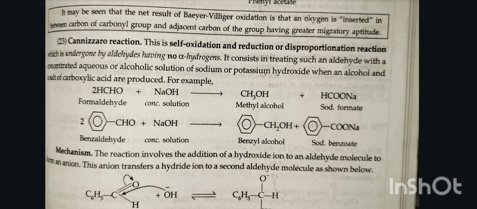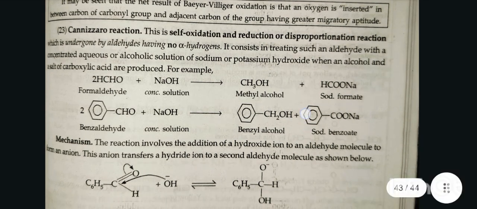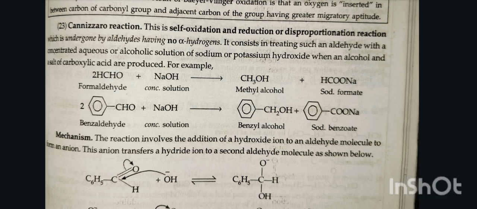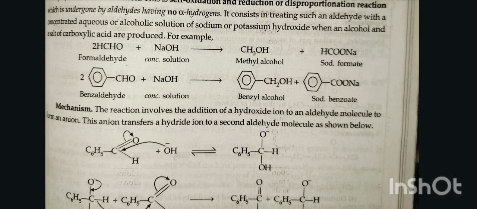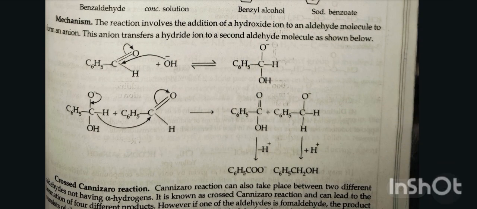23. Cannizzaro reaction. This is a self-oxidation and reduction, or disproportionation, reaction which is undergone by aldehydes having no alpha hydrogen. It consists in treating such an aldehyde with a concentrated aqueous or alcoholic solution of sodium or potassium hydroxide, whereby an alcohol and a salt of a carboxylic acid are produced. For example, formaldehyde plus concentrated NaOH gives methyl alcohol plus sodium formate. 2 moles of benzaldehyde plus concentrated NaOH gives benzyl alcohol plus sodium benzoate.